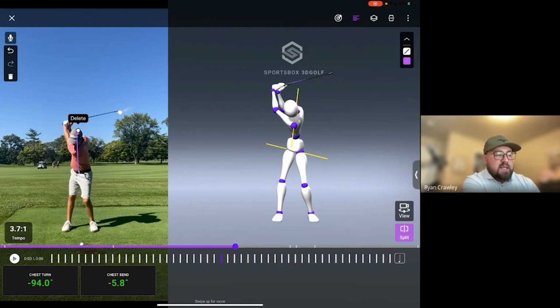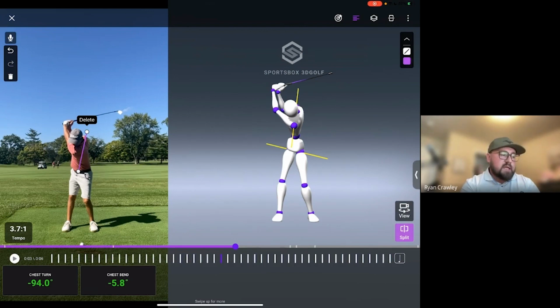Chest bend, when it's positive, some coaches might have heard it as forward bend, is when the chest is tilting a little bit away from the target. John Rahm is a really good example of forward bend. If we have backward bend or a lot of extension, or a reverse spine angle, like TPI likes to refer to it, that's when it's going to be a negative chest bend number at the top.